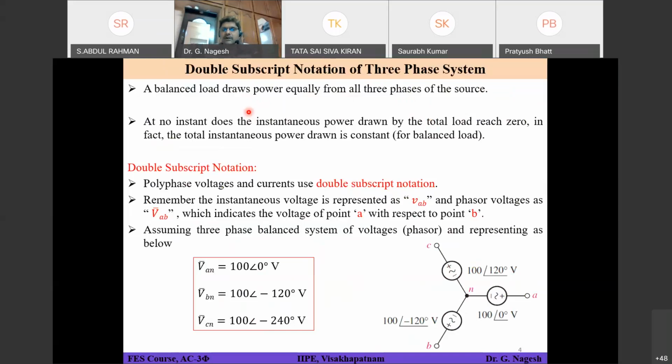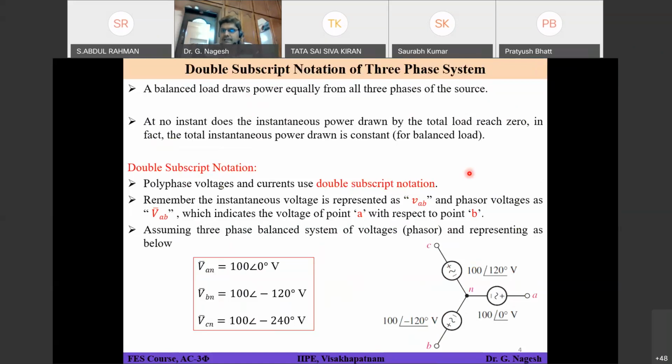When I talk about load, that means the same value of impedance exists in each phase. Let's say you have R plus jXL, 5 plus j20, let's call it. If in A phase you have 5 plus j20, and in B phase also you have 5 plus j20, and in C phase also you have 5 plus j20, then that kind of load is called a balanced load. So balanced load means the same value of impedance in all the three phases.